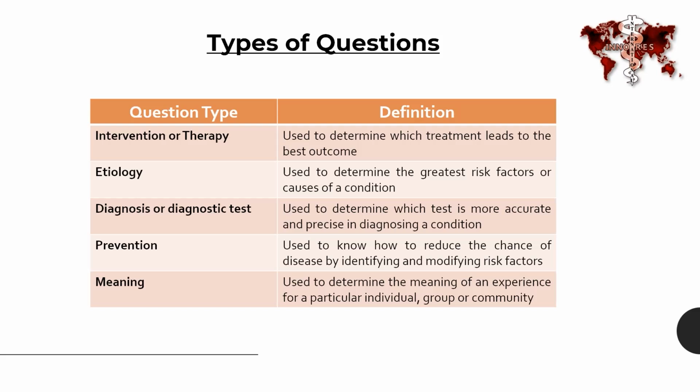Number one, intervention or therapy, which is used to determine which treatment leads to the best outcome. Etiology question type, which is used to determine the greatest risk factors or the cause of a condition. Diagnosis or diagnostic test, which is used to determine which test is more accurate and precise in diagnosing a condition. Prevention, which is used to know how to reduce the chance of disease by identifying and modifying risk factors. Meaning, used to determine the meaning of an experience for a particular individual, group, or community.